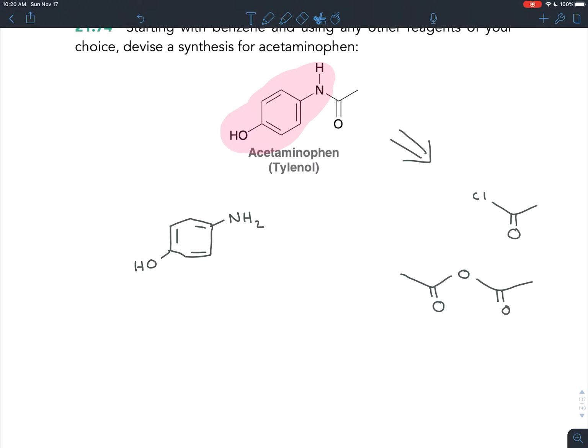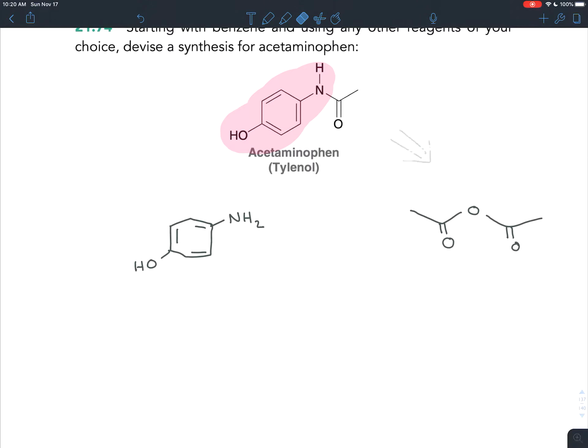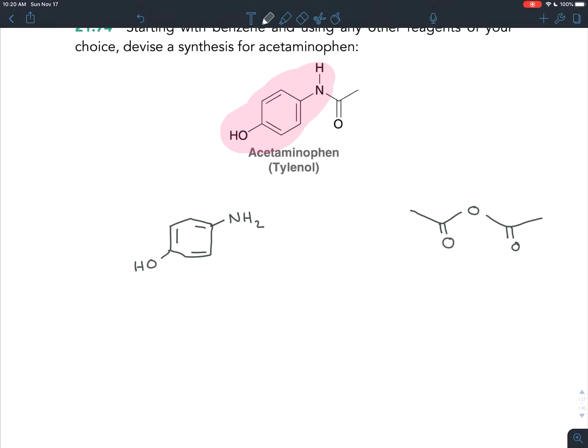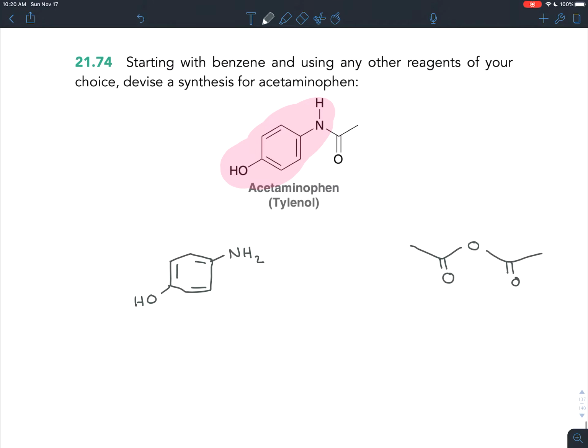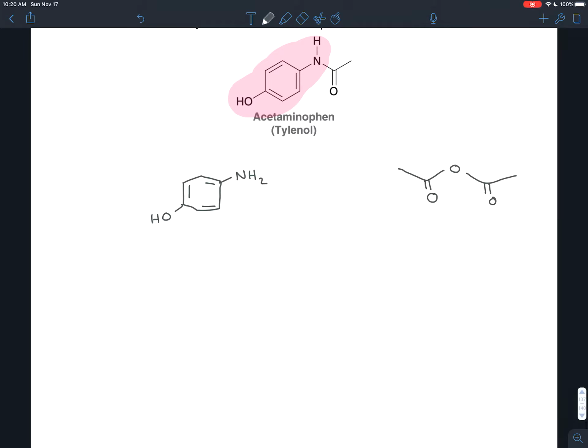Okay, so we know we can make Tylenol from these two pieces. If we were to react these two pieces together, we could make Tylenol. But they wanted us to start from benzene. So how can we turn benzene into this? How can we make this transformation happen?